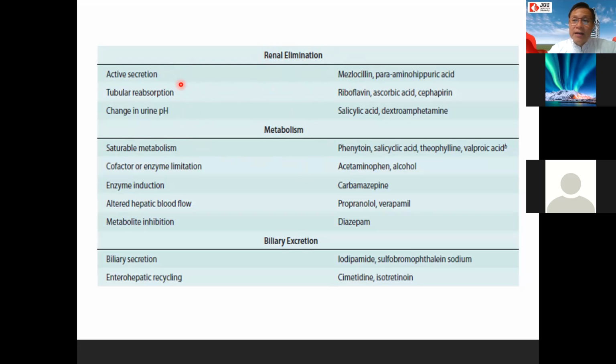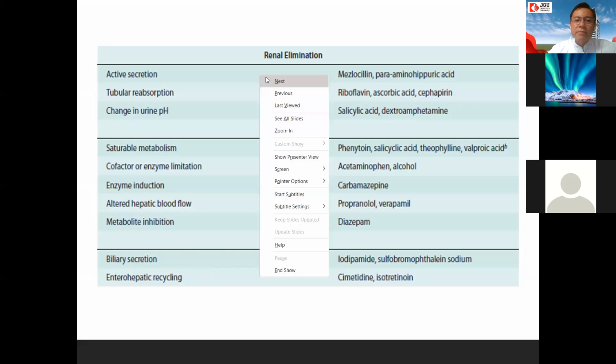The carrier protein can be saturated. Even the biliary, but the most important is saturable metabolism in the liver. And this part, understand or not? Yes.